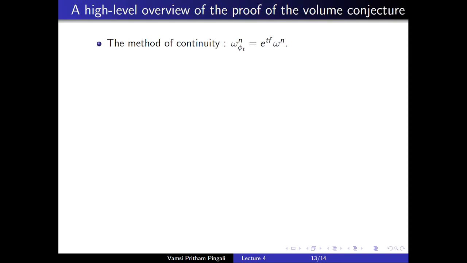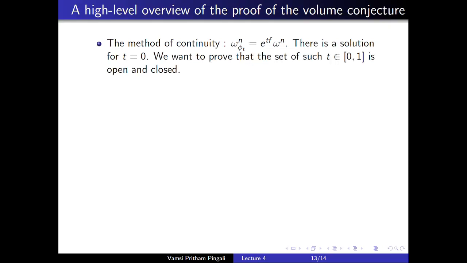So consider this particular family of PDEs: omega phi t raised to n is e raised to tf omega raised to n. At t equals 0, phi t equals 0 obviously solves this PDE, so there's a solution at t equals 0. We want to solve it at t equals 1. So we want to prove that the set of t between 0 and 1 such that it has a smooth solution is both open and closed. So it will be connected. Since it's non-empty, it should be all of 0, 1.